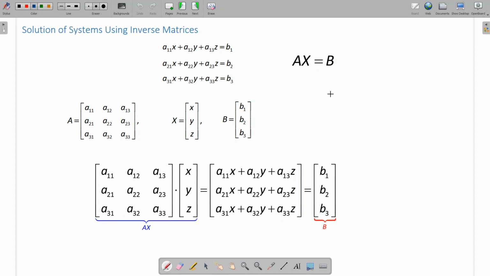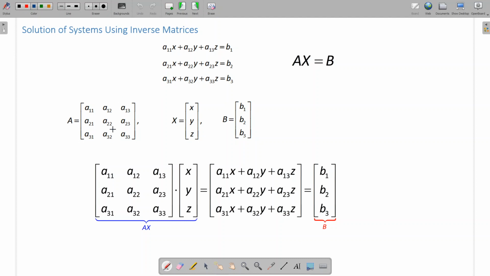Okay, so how are inverse matrices useful to us? Well, they have many uses, but for us, the one we're going to look at is that we can use them to solve a system of equations. So here is a general 3 by 3 system, meaning 3 equations with 3 unknowns, x, y, and z. This system can be represented using matrix multiplication.